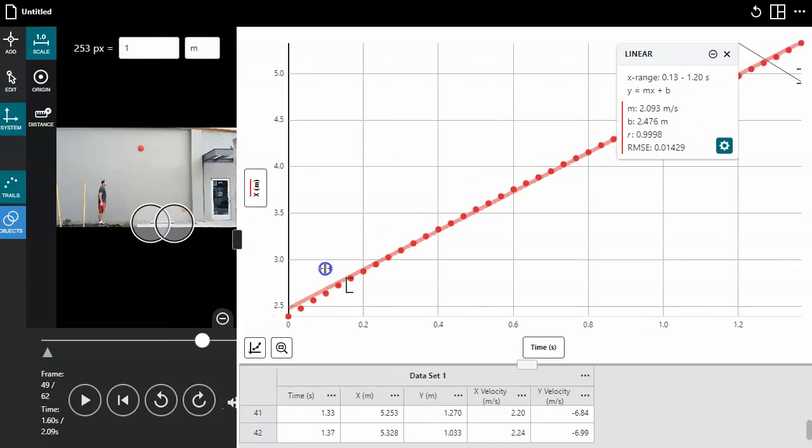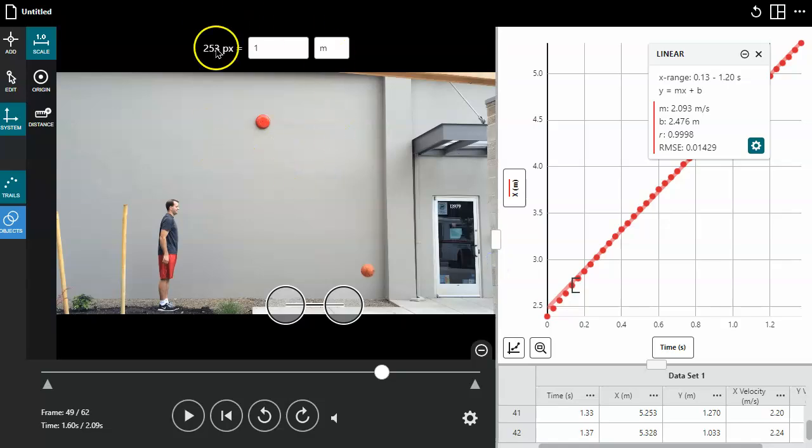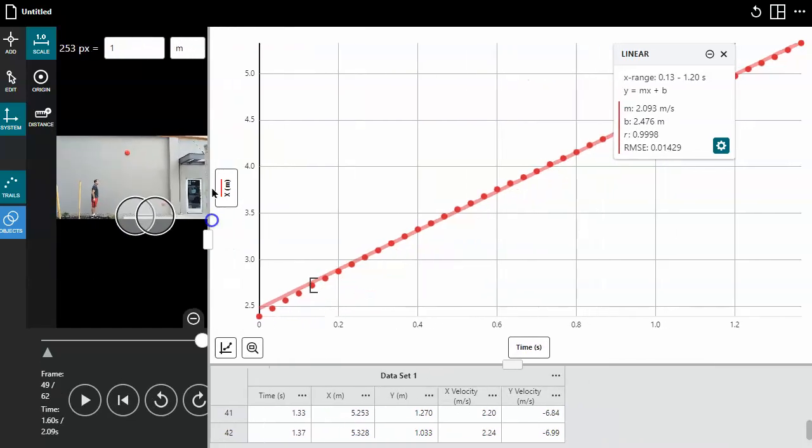So if you go back to the video here, imagine the sun was straight up right above the shooter, and there's a shadow down here. If you were to follow the shadow horizontally, we would see that the shadow would be moving from left to right at about 2.1 meters per second. So that's what the position versus time graph tells us.